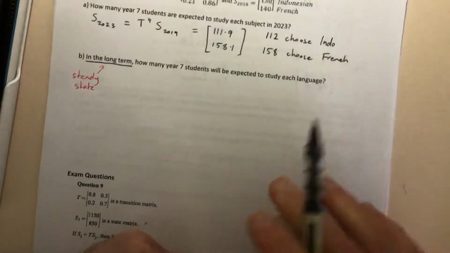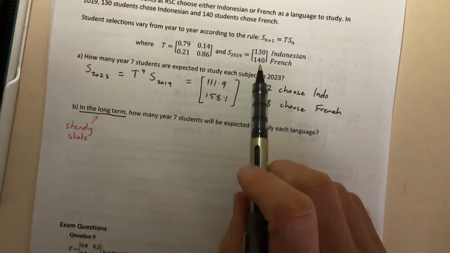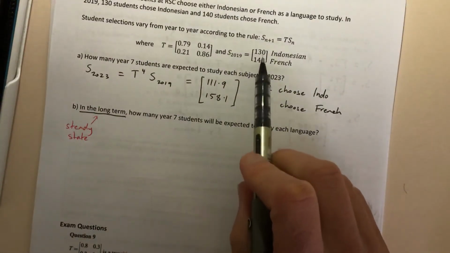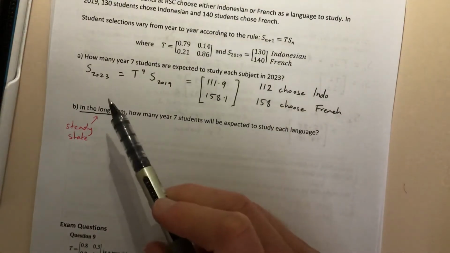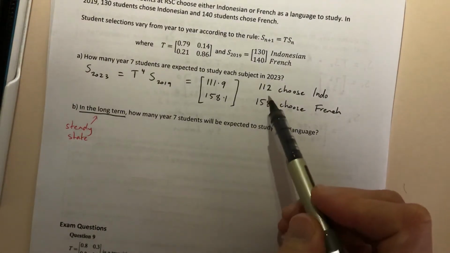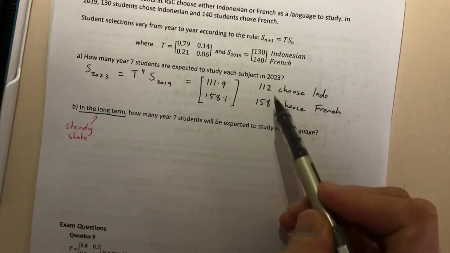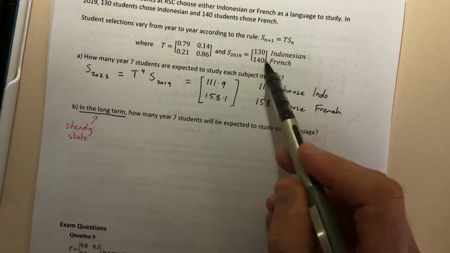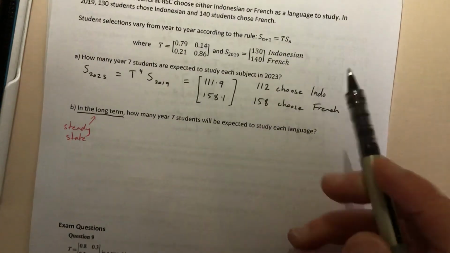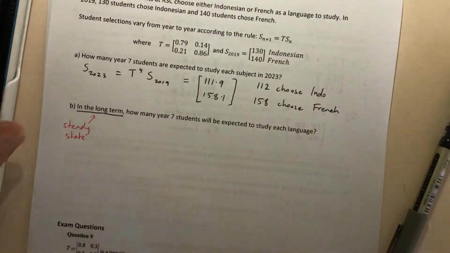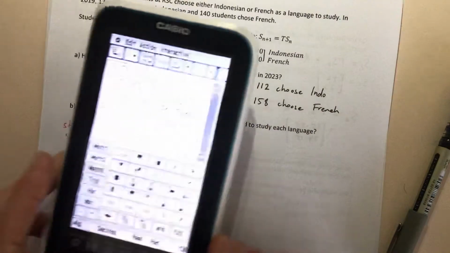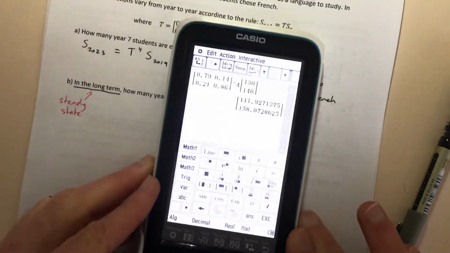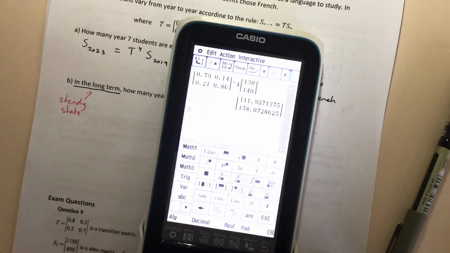Let's think about what's going on so far. In 2019, we had 130 and 140 as our two values. Four years later, we got approximately 112 and 158, so relatively significant changes. The Indonesian numbers have gone down by 18, the French numbers have gone up by 15. What we're going to try to work out is, if we can go far enough into the future, what these values will actually settle at.